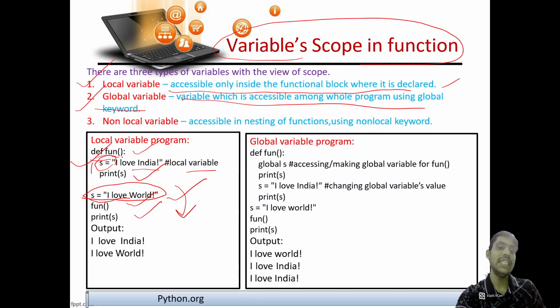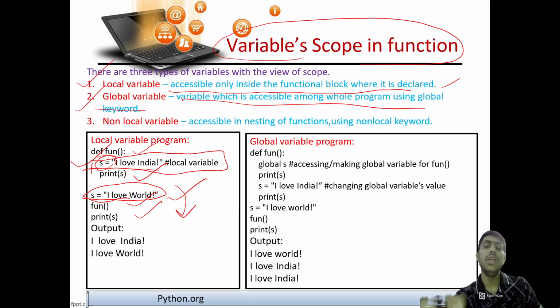This s is present inside the function. That's why it is called a local variable. So those variables are used within the function, localized. It is only local for this function. Okay. So global means it can be used in the function and also outside.